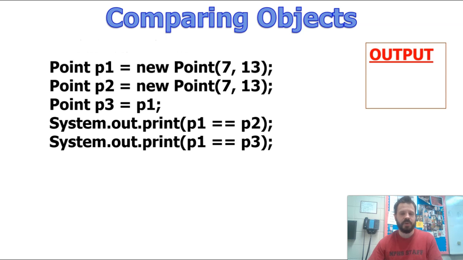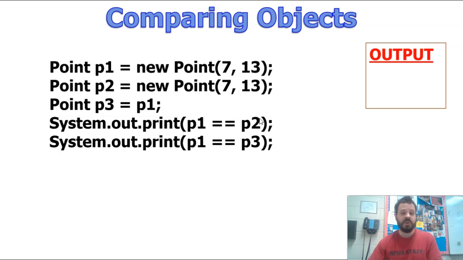And let's see what happens when I try to compare different Point objects to one another. So let's say I make a Point p1 and set its coordinates to 7 and 13. And then let's make a second Point p2 and set its coordinates also to 7 and 13. So essentially we're making the same point twice. And then we'll make a third Point p3 and we'll just say that's equal to p1, so we'll basically copy the address.